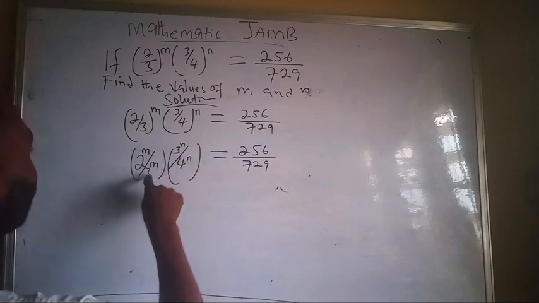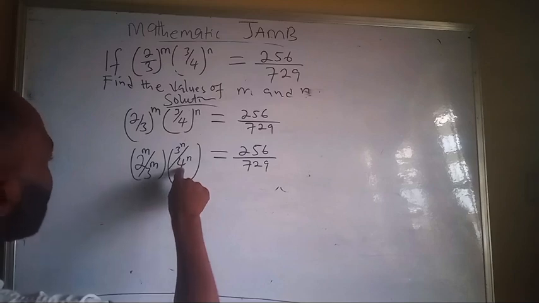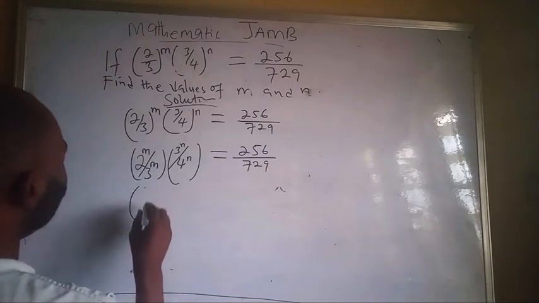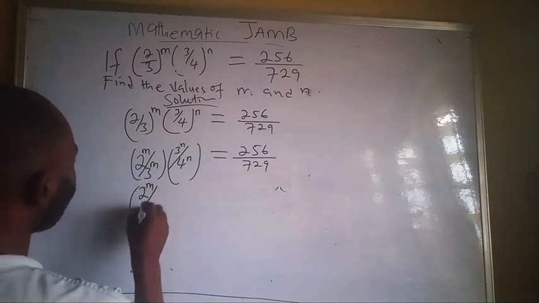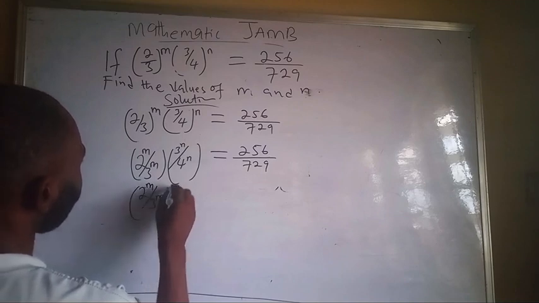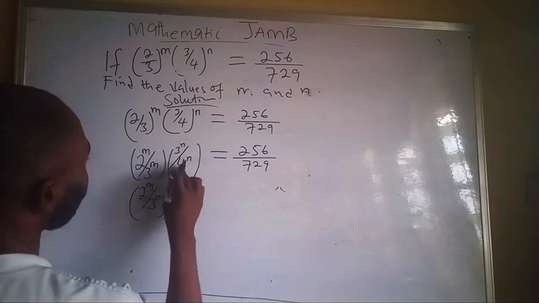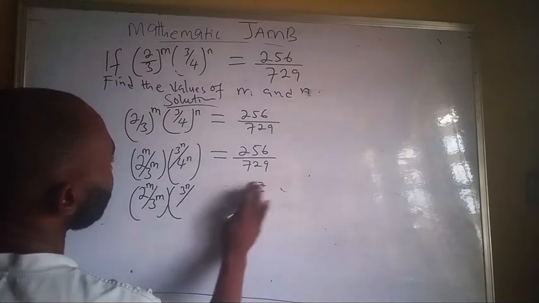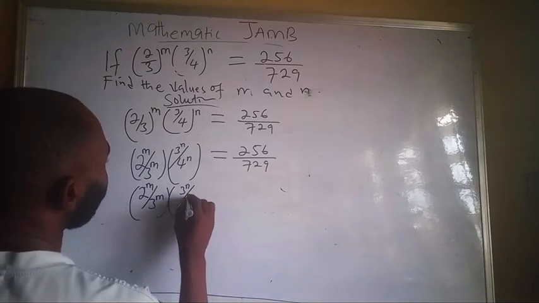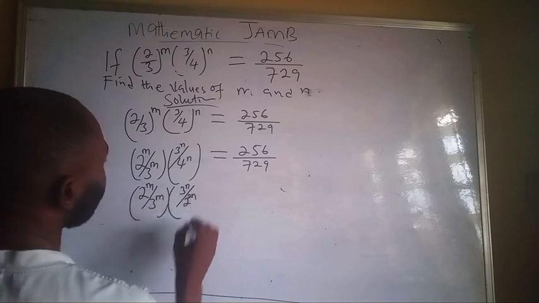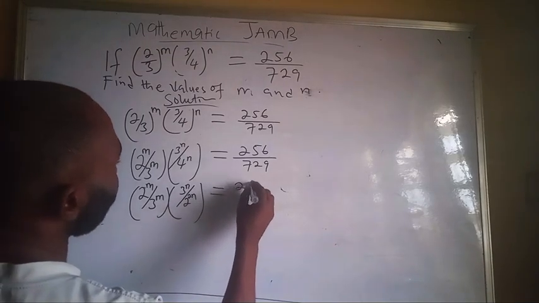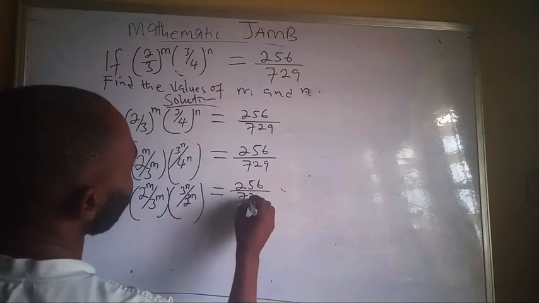Then with this question, we discover that we have 3 here and we have 3 here. So here we need to have 2, so that we can apply the law which states that when you are dividing, you should subtract the powers. So we now have 2^m all over 3^m, times 3^n all over 4. Here 4 means 2 times 2, and this is the same thing as 2 raised to the power of 2. So where we see 4, we put 2^2. So it's going to carry this, and this is equal to 256/729.